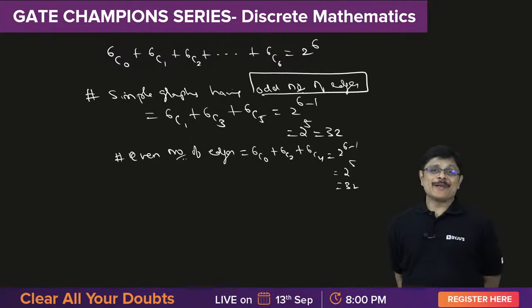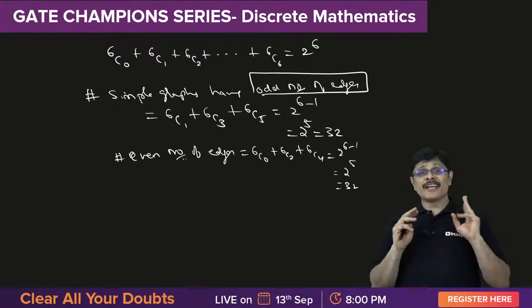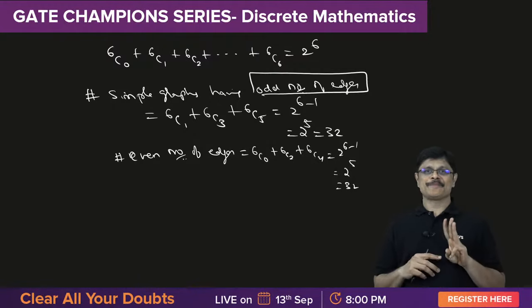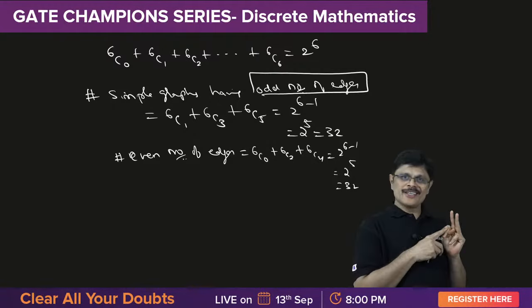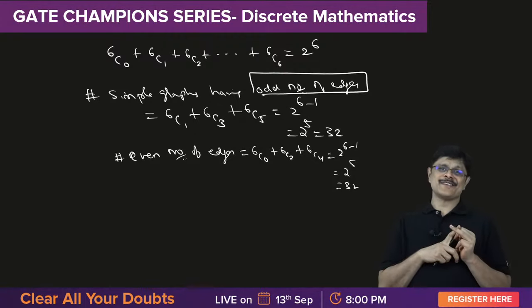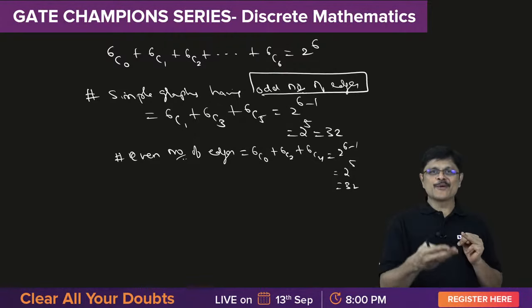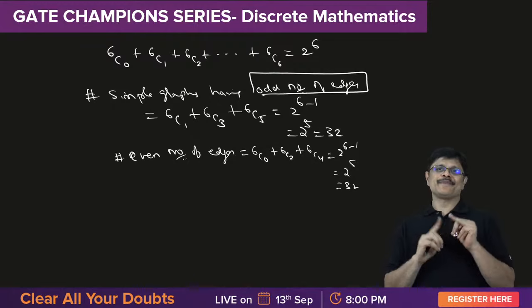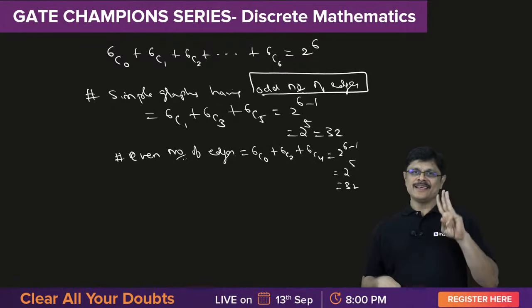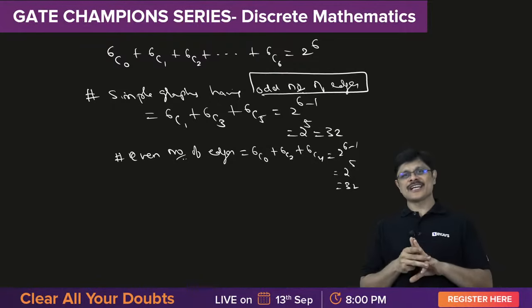See, in discrete mathematics, you have to be very careful with three topics. Logic, relations, posets, equivalence relations, lattices, and graph theory. These are the three topics which can trouble you.